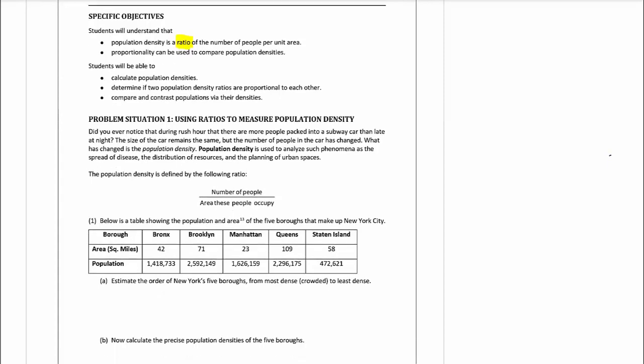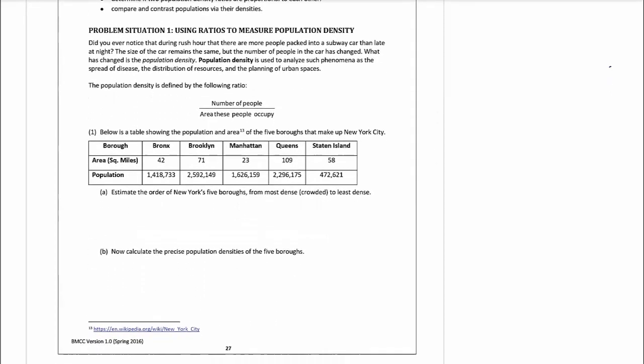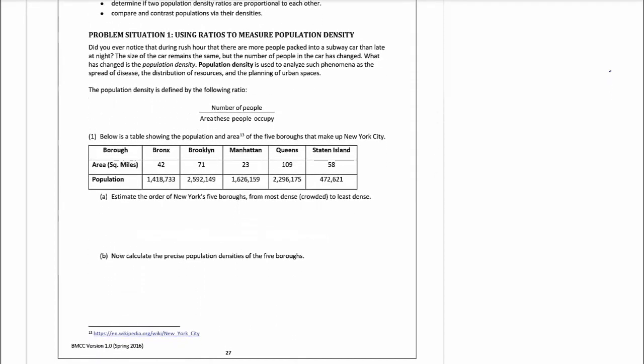All right, so let's read problem situation number 1, using ratios to measure population density. Did you ever notice that during rush hour there are more people packed in a subway car than late at night? The size of the car remains the same, but the number of people in the car has changed. What has changed is the population density. The population density is used to analyze such phenomena as the spread of disease, the distribution of resources, and the planning of urban spaces.